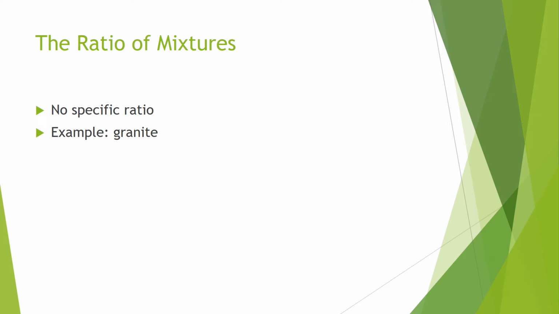The example I have on there is granite. If you've ever seen granite countertops, it's basically just a mix of a bunch of rocks. It's a type of rock, I guess. It's a mix of a bunch of rocks, but it doesn't join in any specific combination. There's no repeated pattern. It's a pretty random pattern because it doesn't need a specific ratio.